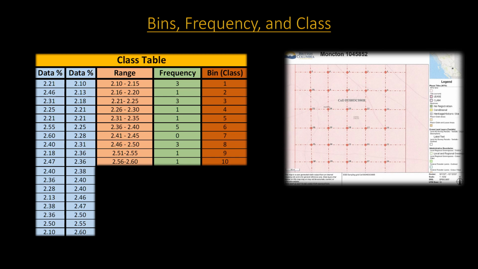Each range is given a bin number. Think of the bin as being a container which holds all the values in the specified range. With this information, the histogram can now be constructed.